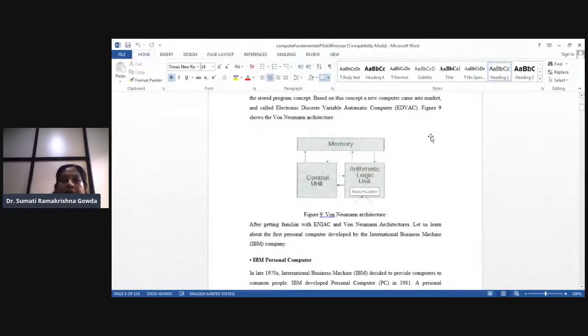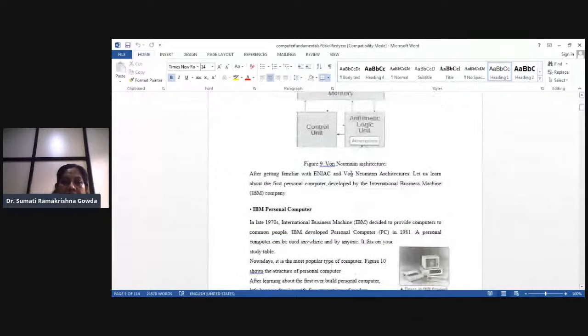A separate memory is there. ALU means arithmetic logic unit. The accumulator is a small memory here. Then the control unit. So instead of RAM here, they are using an accumulator. This is the von Neumann architecture. Based on this architecture, they started developing. So the advancement of the computer started from here.